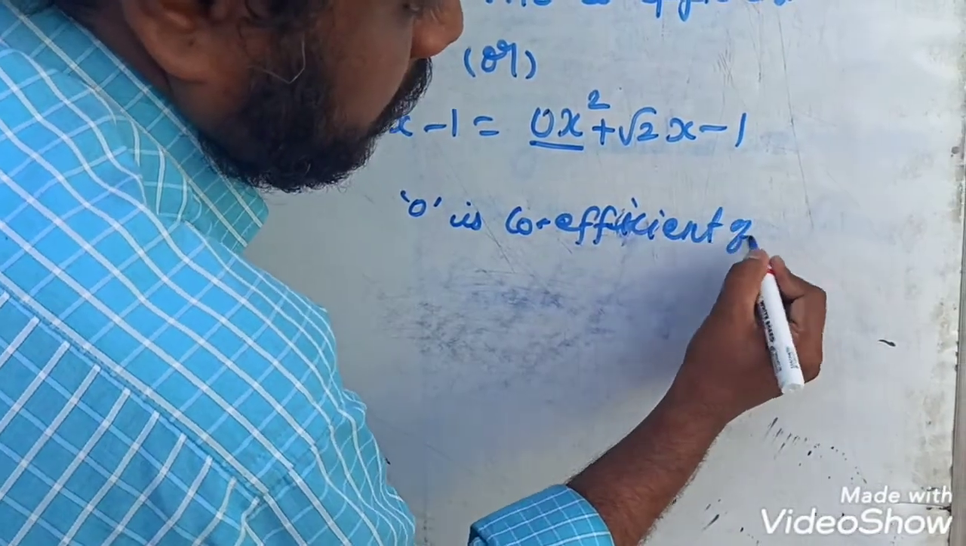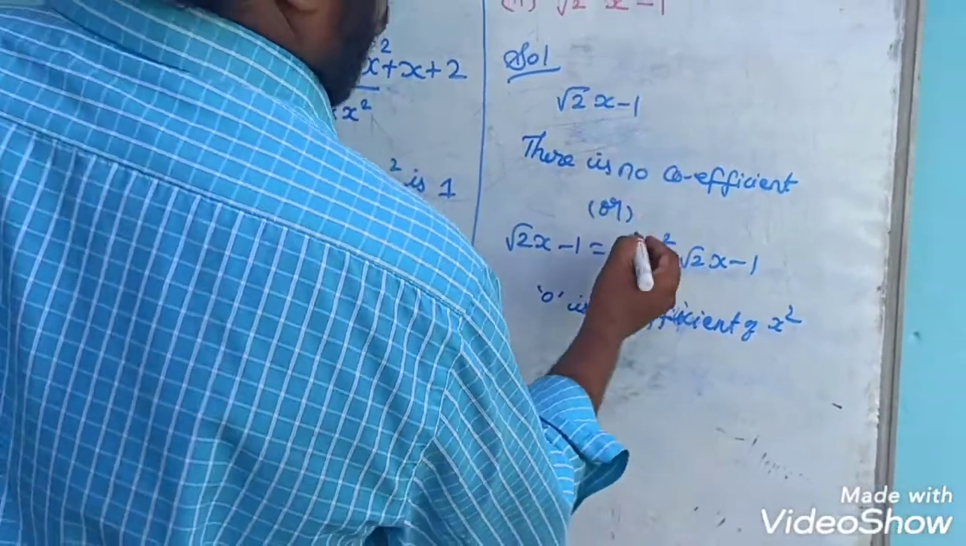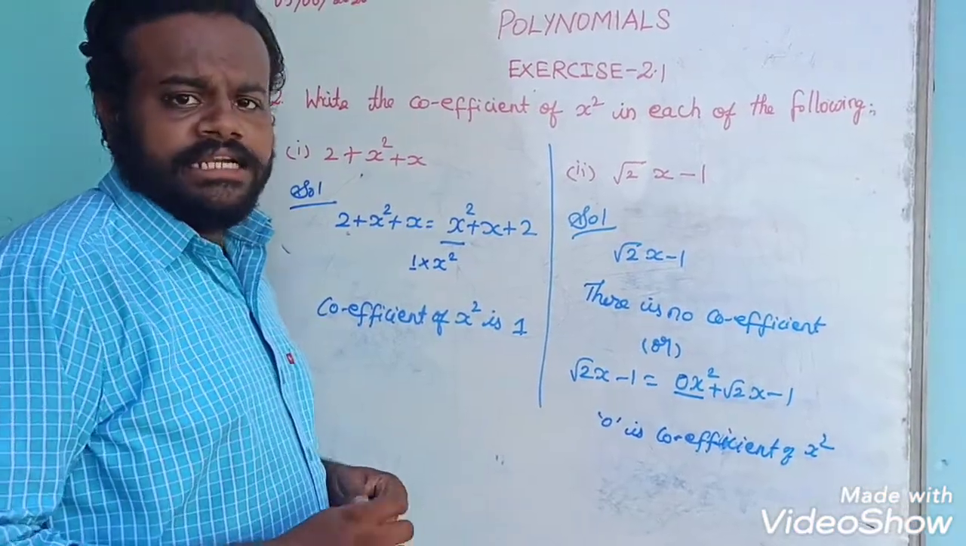Zero is the coefficient of x square because the x square term is not present here. So this is another method. Next we move on to Roman letter 3.